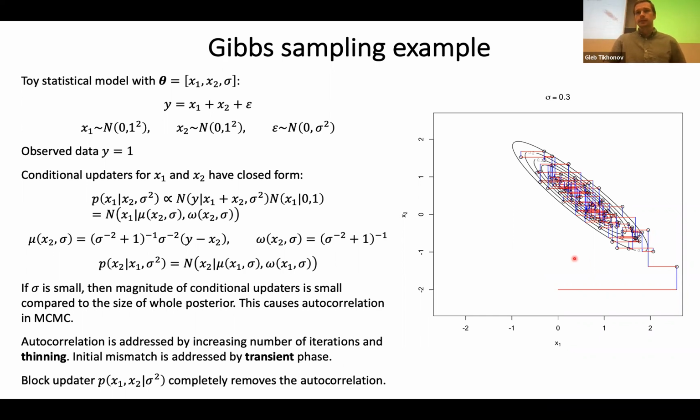So one last thing to remind here is that if we would run the block updater in this case, it would completely remove the autocorrelation between X1 and X2, because it would just directly sample from this target bivariate distribution.